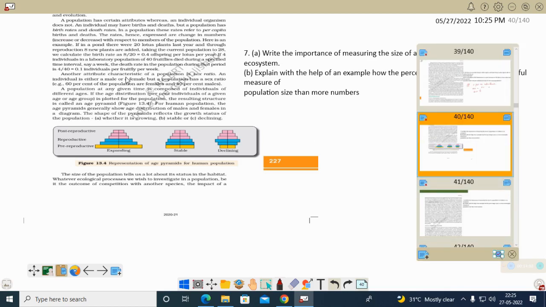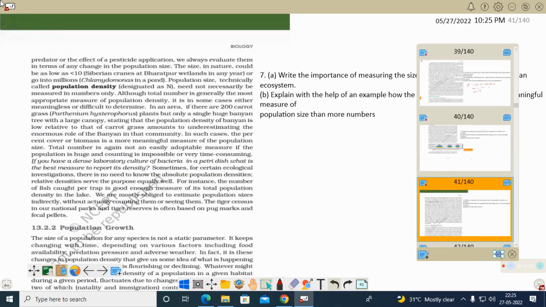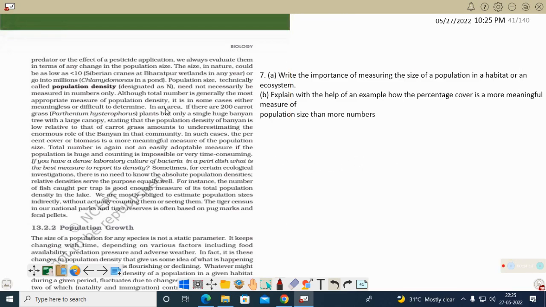Then another thing which we can find out is the effect of any predator or pesticide application, we can evaluate them by any changes in the population size. So if we measure the size of the population, we can understand whether any interspecific competition is occurring, whether any predator-prey relationship is happening in an imbalanced way, as well as the effect of pesticide application.